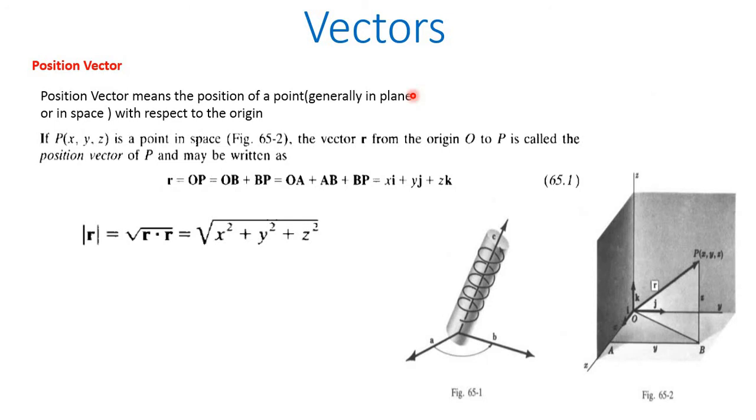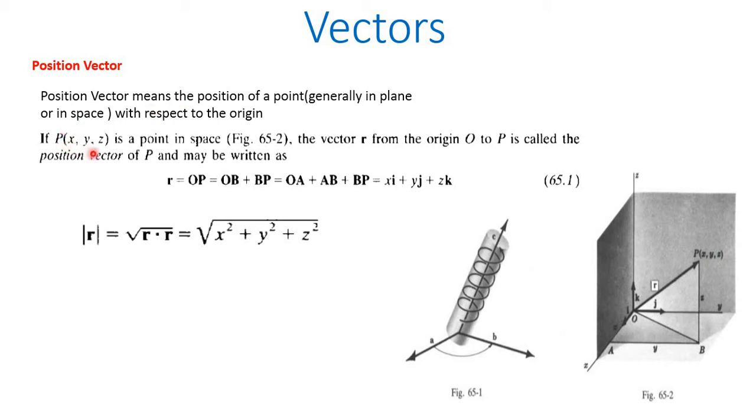We can locate the position of a point. Let's say for this example, this is a point P(x, y, z) in Cartesian coordinates, with the help of a position vector. So a position vector means the position of a point in space with respect to its origin. This point can be located anywhere in space from the origin with the help of these values x, y and z, which are the different values along the x, y and z axes.